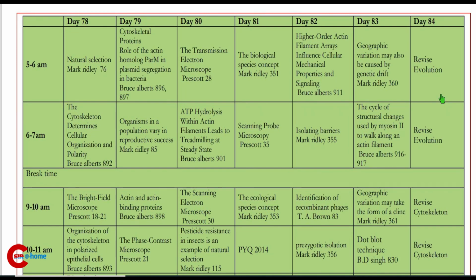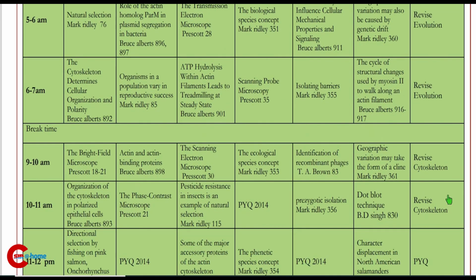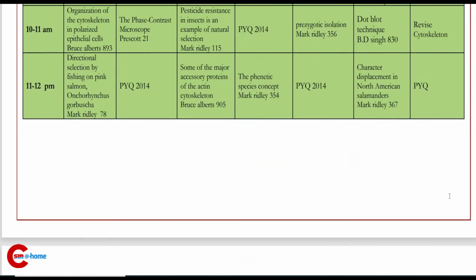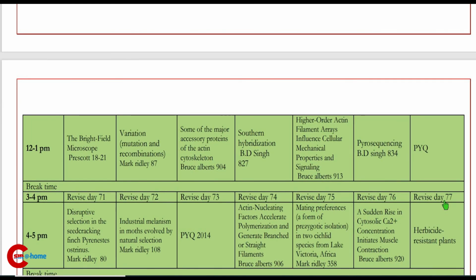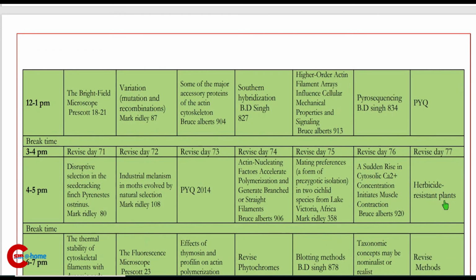Day 84. Morning 5 to 7 a.m., revise evolution. Okay, 9 to 11 a.m., revise cytoskeleton. Then 12 to 1 p.m., previous year questions 2014. Then 3 to 4 p.m., revise day 77. Then 4 to 5 p.m., you can study herbicide resistant plants. Okay, you can watch the video in our channel, or you can refer to Glick and Pasternak.